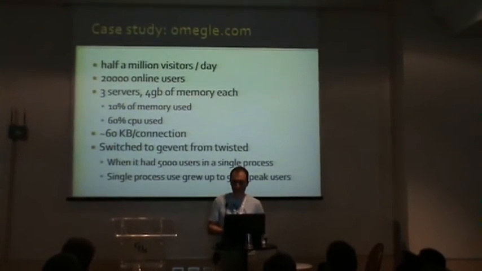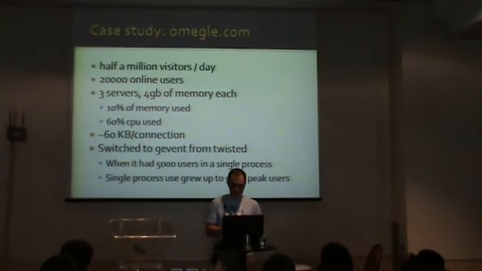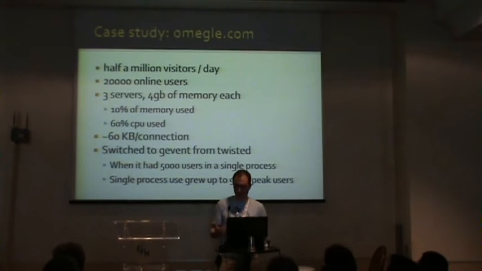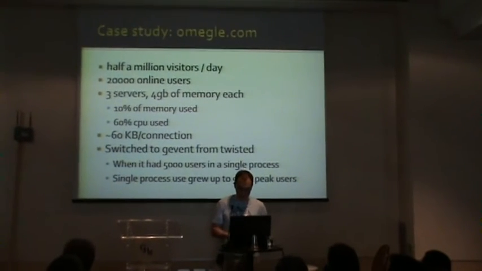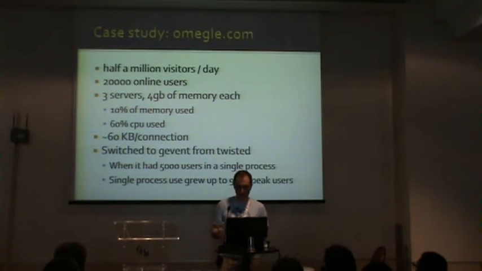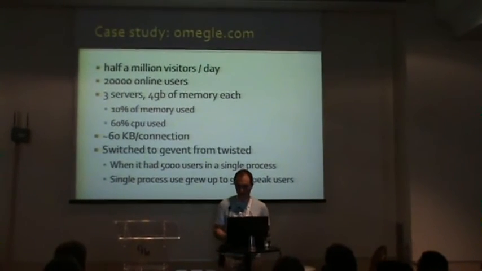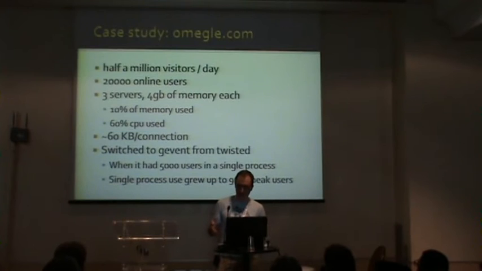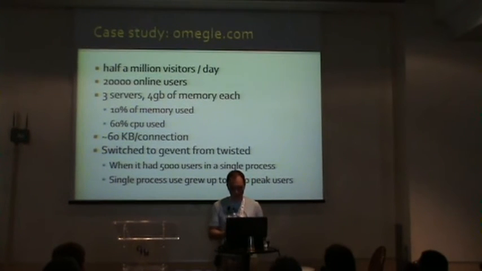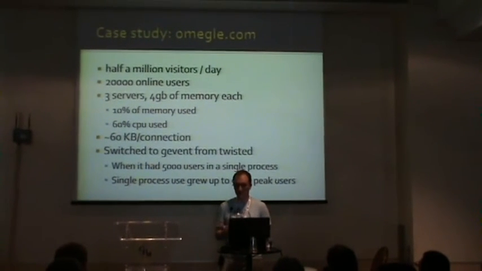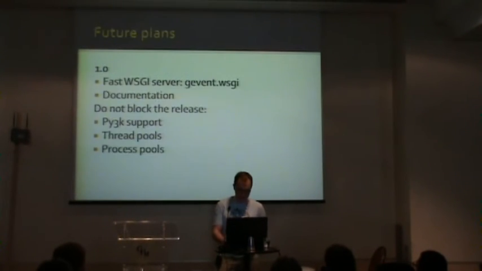This is one of the early users of Gevent. This is information from the owner about how they operate. They used to use Twisted in a single process, but when the number of connections reached 5,000, the performance became slow. So he rewrote it in Gevent and was able to scale the single process to about 10,000 connections. Now he has multiple servers, which are mostly idle, and the estimate is that they use 60 kilobytes per connection.